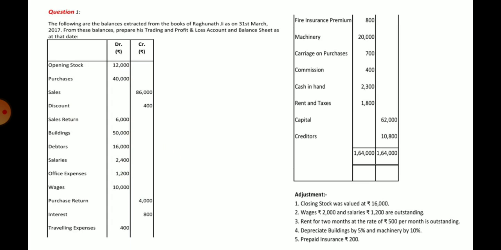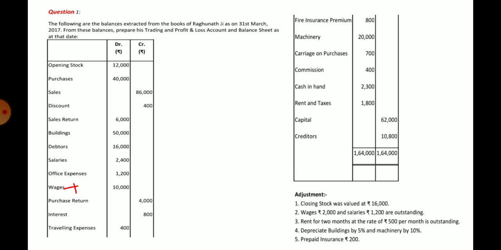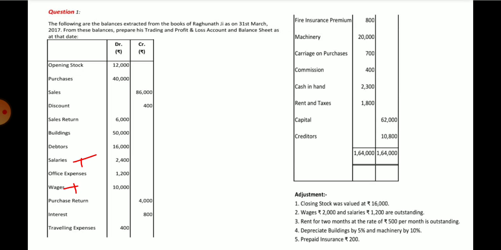Whatever is given, I make some plus and minus signs for your better understanding. In wages you have to add 2000, and in salary you have to add back 1200. Rent of 2 months at the rate of 500 per month is outstanding, so it means 1000 rupees are outstanding, so it will be added to the rent.